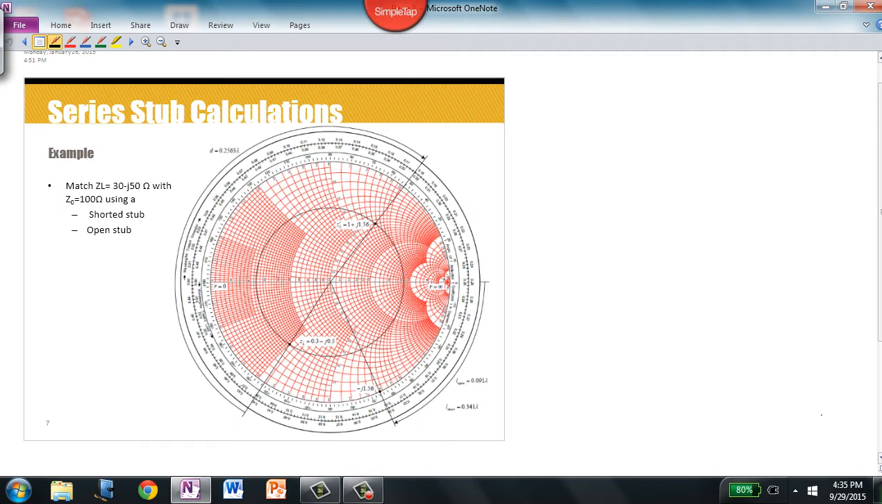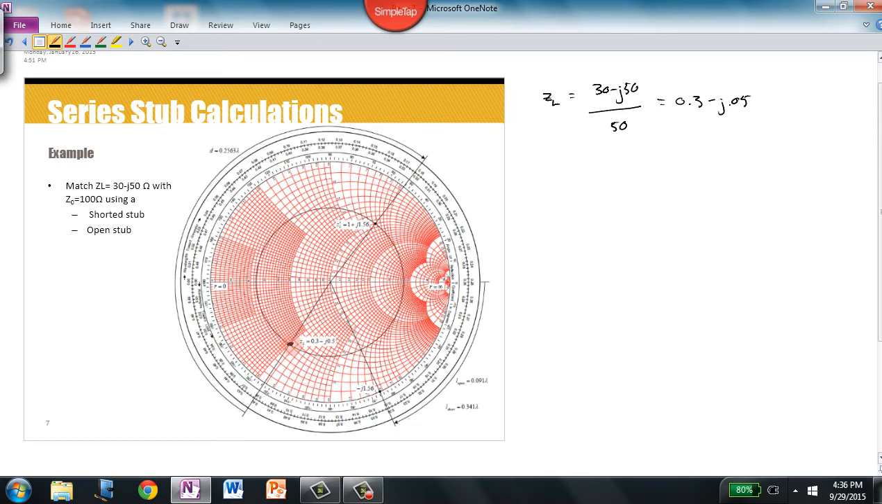In this example, what I'm having you do is to match a load of 30 minus j50 with a transmission line having a characteristic impedance of Z0 as 50 ohms. So the first step is that we will calculate the normalized load impedance. That's 30 minus j50 divided by Z0, which is 50 ohms, and that gives us 0.6 minus j1. So I've plotted that for you right there.